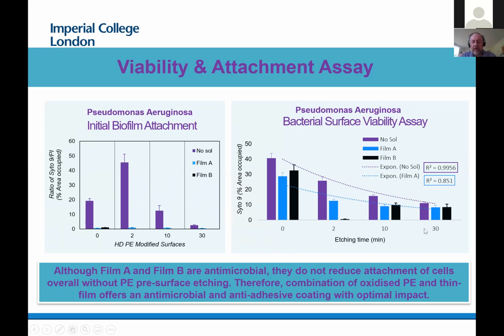And over here on the right-hand side, we have viability experiments. Generally speaking, there's lower viability for the surfaces that have Film A and Film B. Only slightly better viability. Much better attachment performance, slightly better viability performance. In other words, the nanoparticles overall add a positive dimension to the antimicrobial performance of the polymers that we're looking to treat.